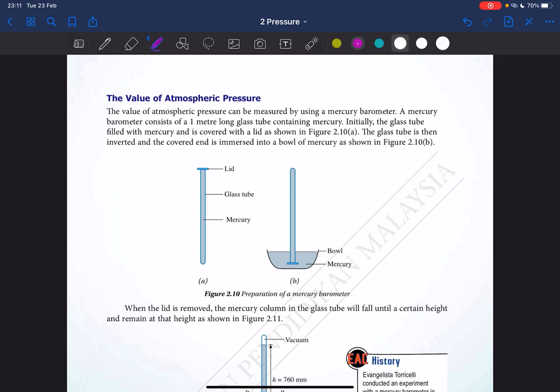Actually, atmospheric pressure can be measured using a mercury barometer. You know why we can't use the formula P equals h rho g? Because since it is air, it's constantly changing. We don't really know the exact value of the density, let alone calculate the height. We can't use this. That is why we use a device called a barometer. So how does this thing work? This is called a mercury barometer.